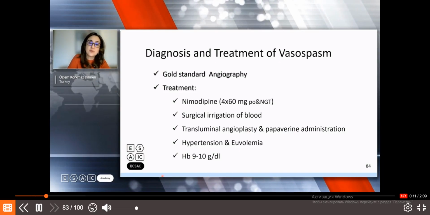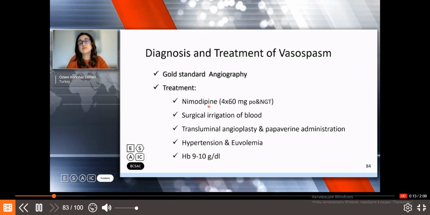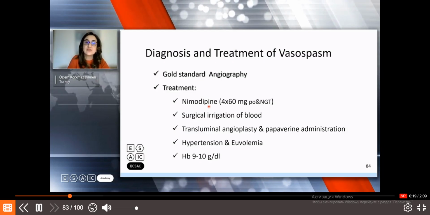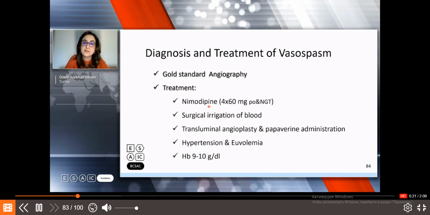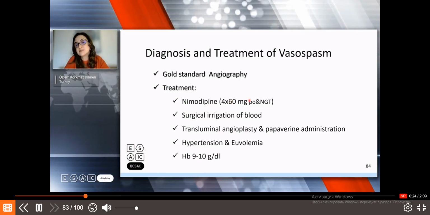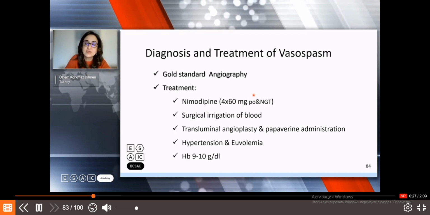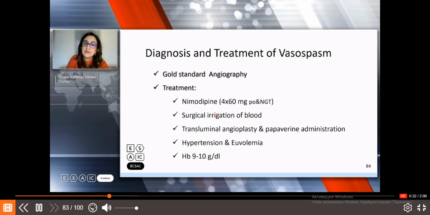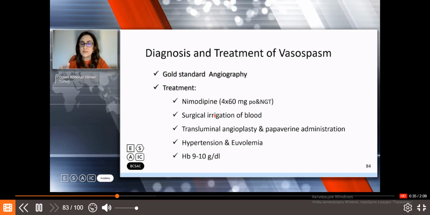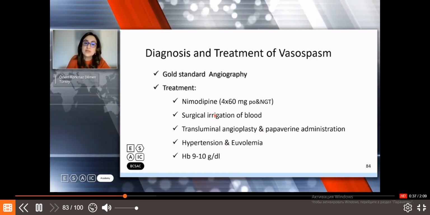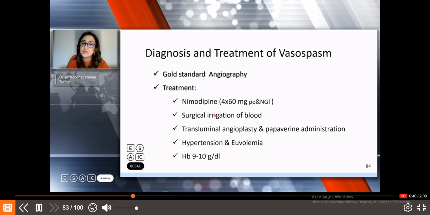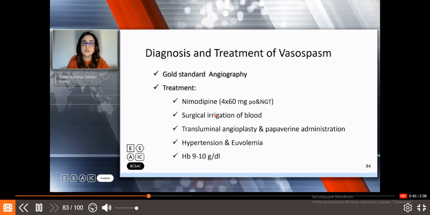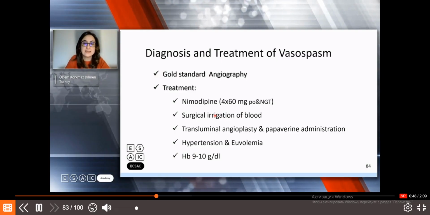For the treatment of vasospasm, we always use nimodipine. Nimodipine is the single drug that has proven efficacy for prevention and treatment of vasospasm. We generally use the enteral route because IV administration can cause severe hypotension. If patients are undergoing surgery for clipping, surgical irrigation of blood reduces the risk of vasospasm compared to interventional neuroradiology embolization cases.